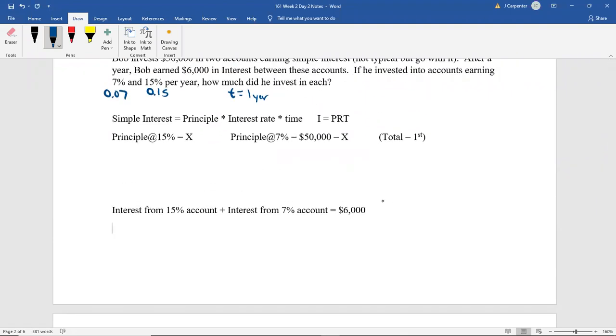So interest from the 15% account, principal of X, I want black, times its rate, which was 0.15, and I'll write the time, which is 1, just for completion's sake. Then plus the interest from the 7% account, I'm going to do in blue. That's the principal, which is this 50,000 minus X.